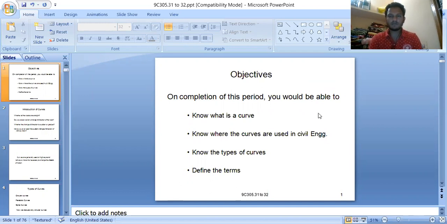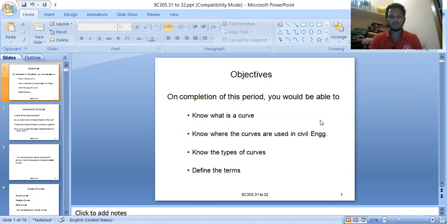So, we will learn what is a curve, what is the designation of a curve, how the curves are important for civil engineers, how they play a vital role in civil engineering, etc. We will learn what are the different types of curves, and how we will construct the curves in the real field. These are the things we are going to learn. So let us start today's class.